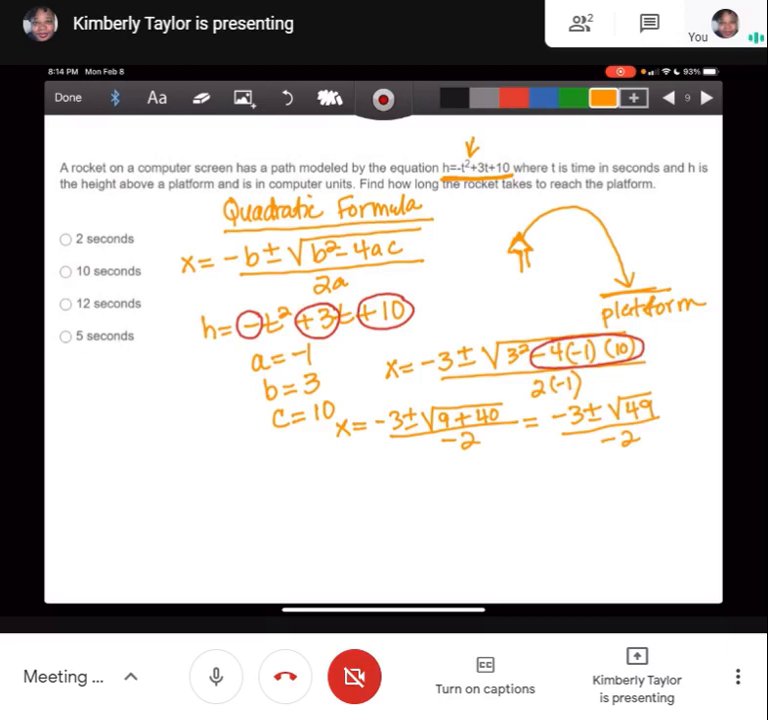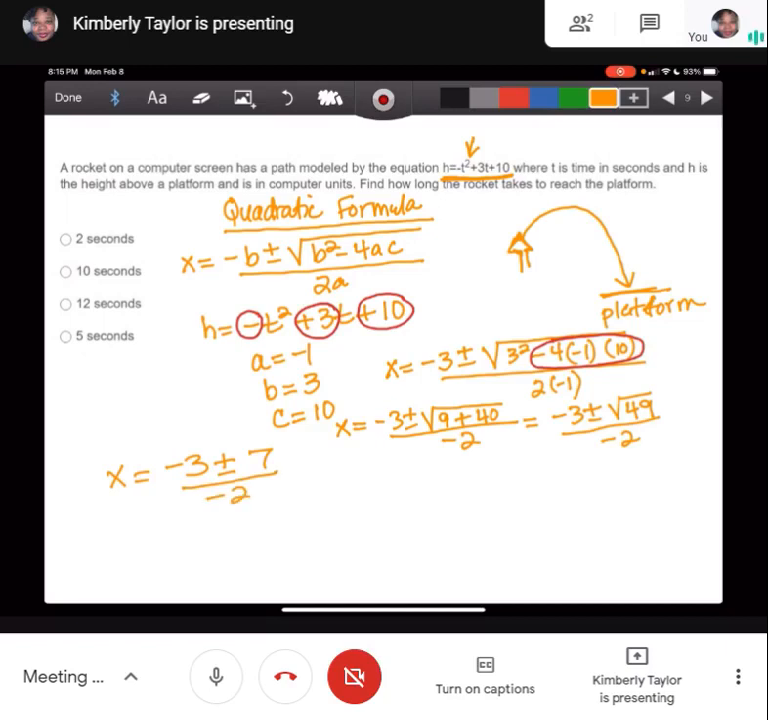Now, the good thing here is that the square root of 49 is a perfect square, if you didn't know that. What number can I multiply twice to get 49? I can multiply the number 7. So 7 times 7 is 49. So the square root of 49 is 7. So I get x equals negative 3 plus or minus 7 over negative 2.